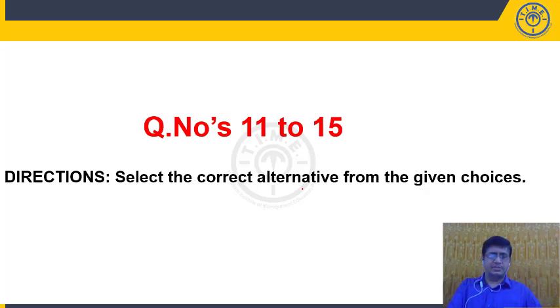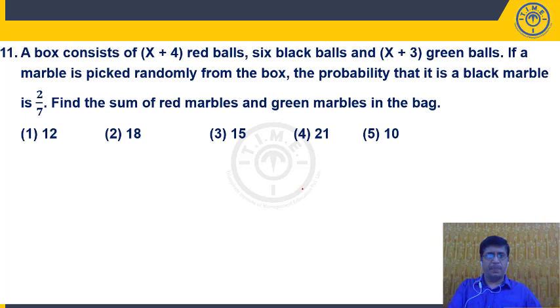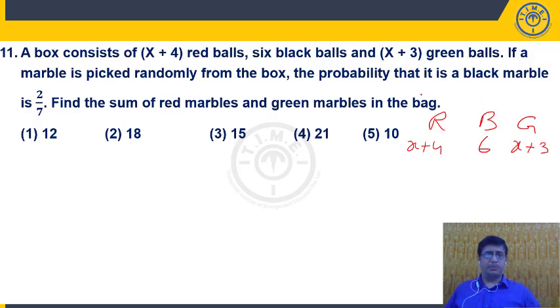Now look at the next set of questions. It is question number 11 to 15. Now my dear students, look at this one. A box consists of x plus 4 red marbles, and what is next? 6 black and x plus 3 green balls. If a marble is picked randomly from a box, the probability that it is a black marble is 2/7. Find the sum of the red marbles and the green marbles in the bag. So red, black and green are given. So x plus 4, it is 6, x plus 3. So what is the probability of a black marble here? It is 2/7.